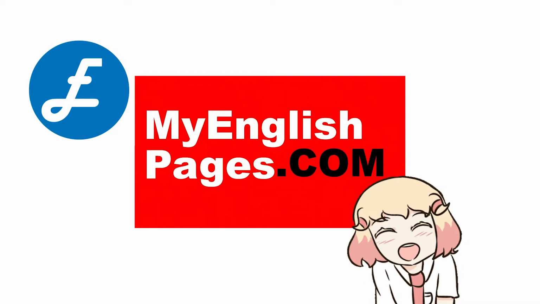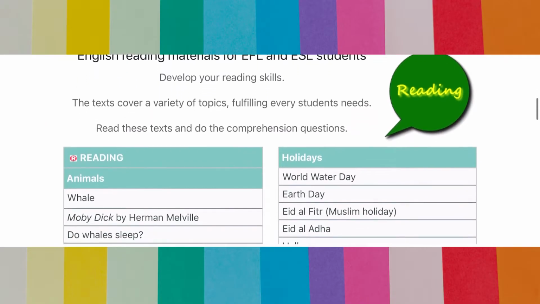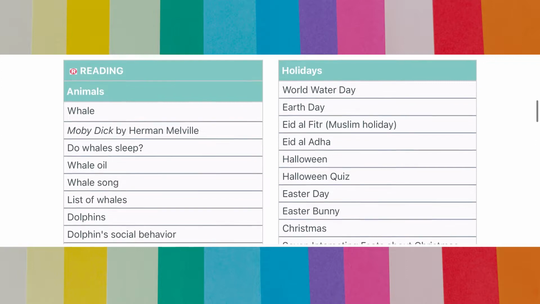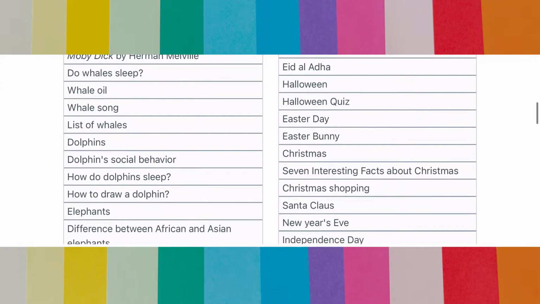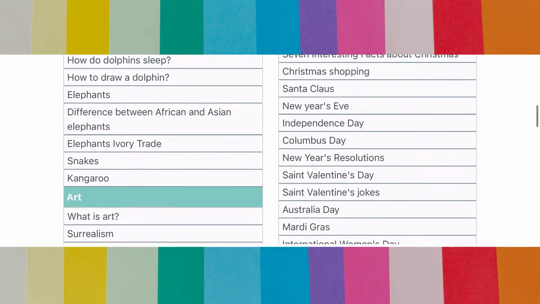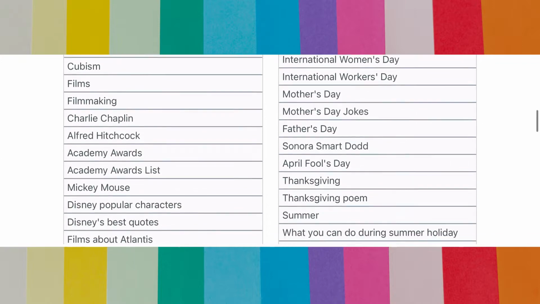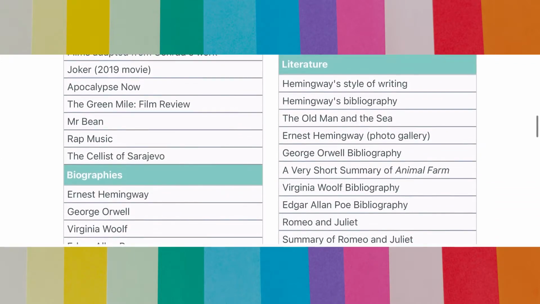My first website is called myenglishpages.com. This site is great to just copy-paste reading passages and use them in your class. It has a ton of reading passages that cover a variety of topics like animals, holidays, art, literature.